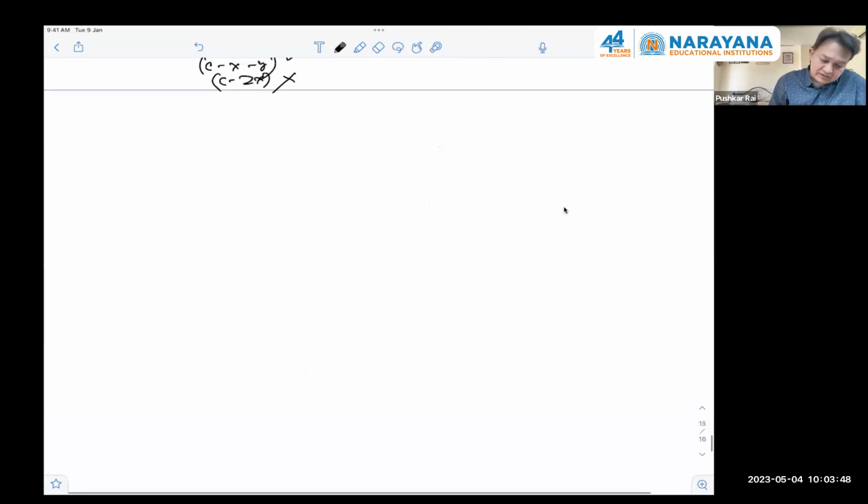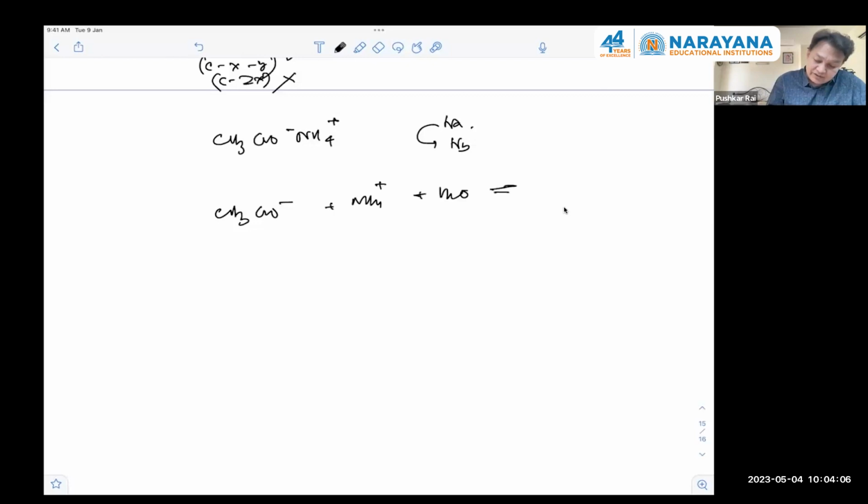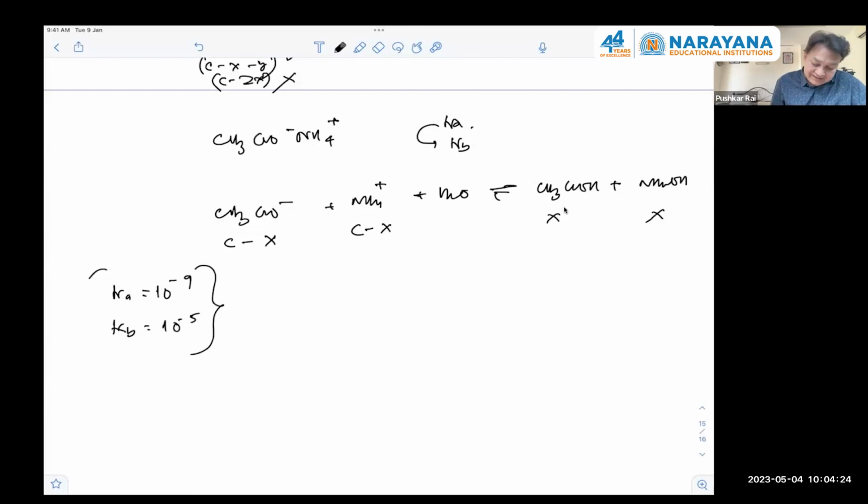Same in this case, CH3COO negative NH4 positive. We are so lucky that Ka and Kb are equal. And that is why when the NCERT writes this, that CH3COO negative plus NH4 positive plus H2O breaks into CH3COOH plus NH4OH, you write simply, conveniently, C minus X, C minus X, X and X. But what about if Ka is 10 to the power minus 9 and Kb is equal to 10 to the power minus 5? Is this approach still workable? What is your gut feeling? Is this approach still workable?